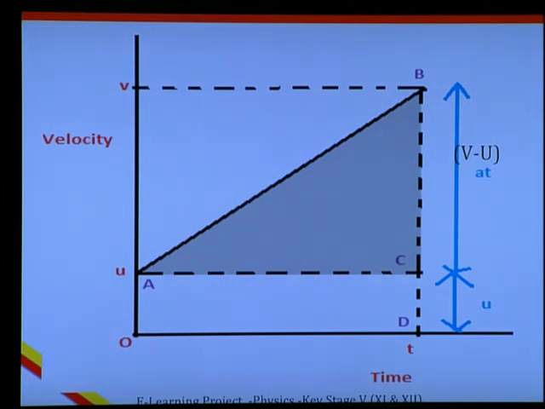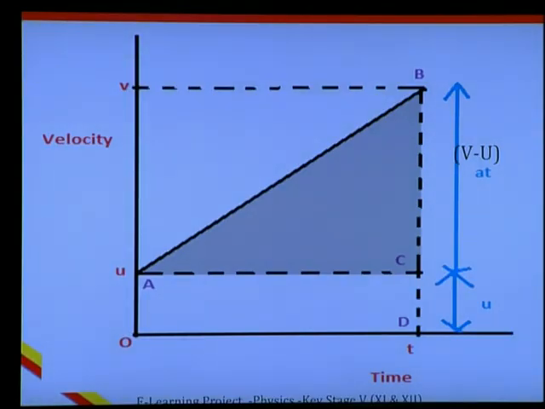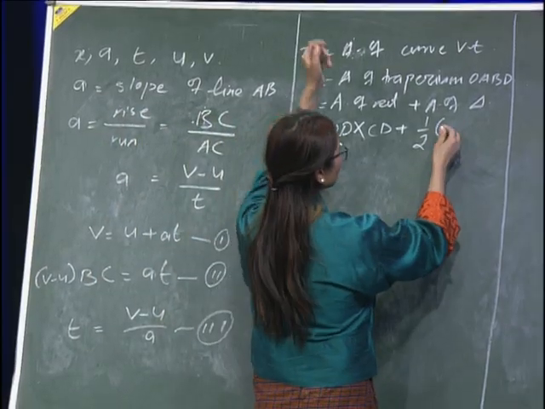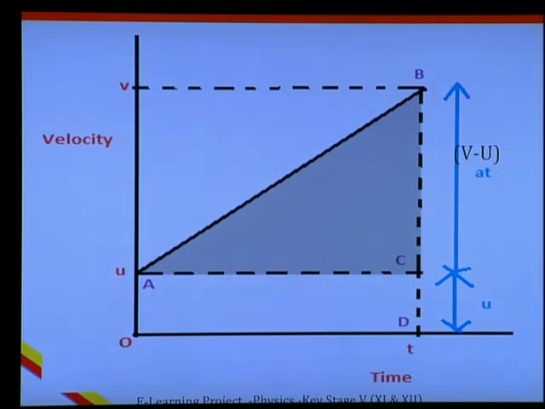we can clearly see that ABC is a right angle triangle. So, the formula to calculate the area of a right angle triangle is half times base times height, where base here is BC and the height is AC. So, BC times the height, which is AC.